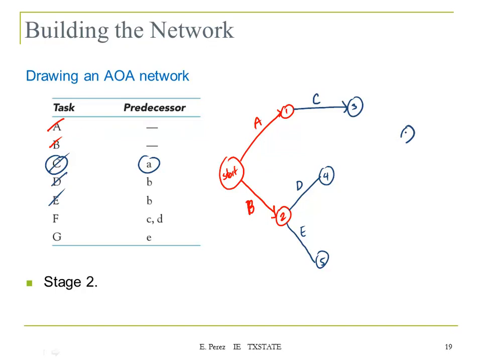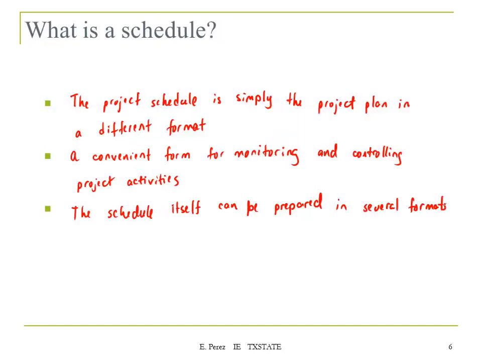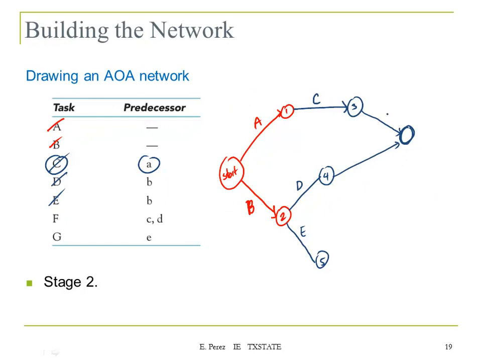We're gonna have another node, coming from C and D. And these are activity F. And then we have G, which is coming from E. And then we have our finish. I'm sorry, so this is 6 and 7.